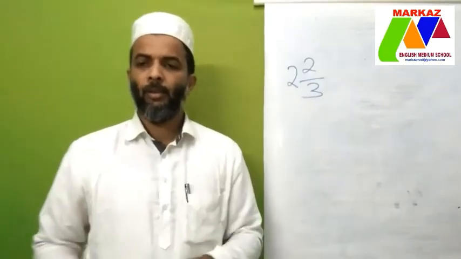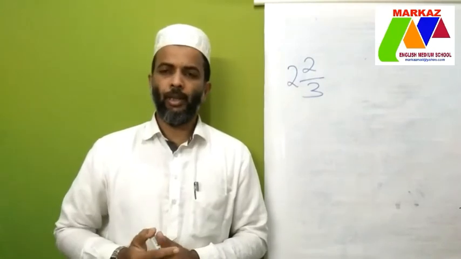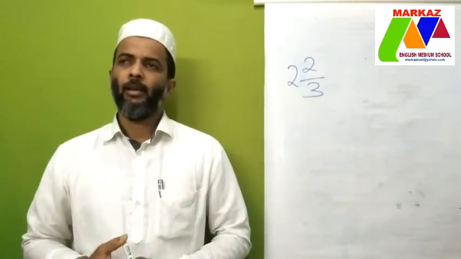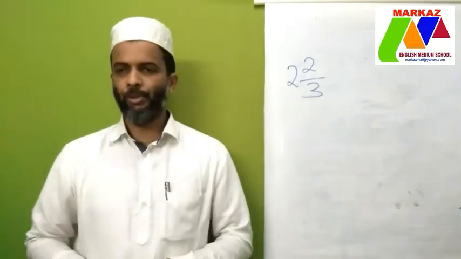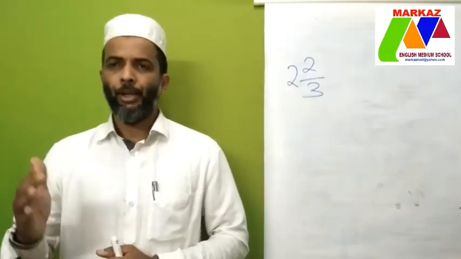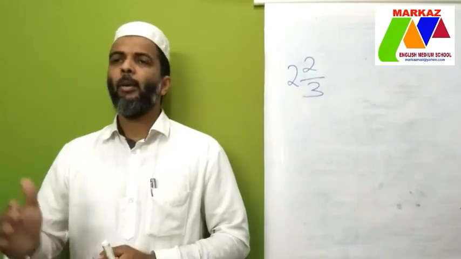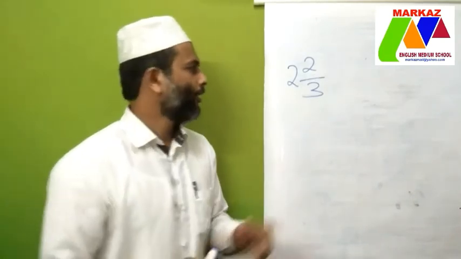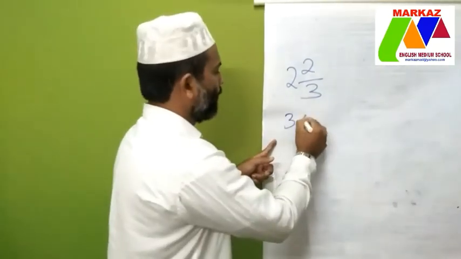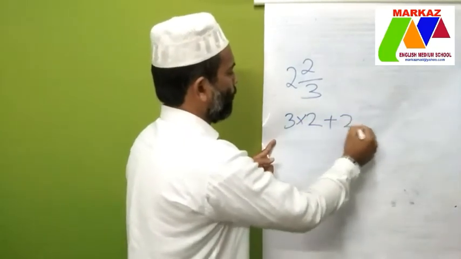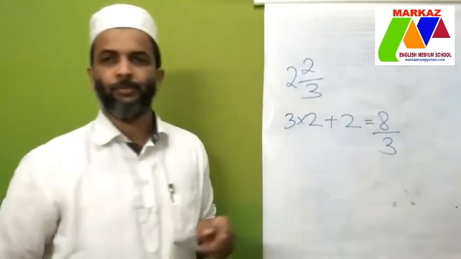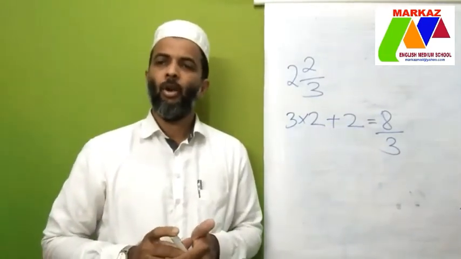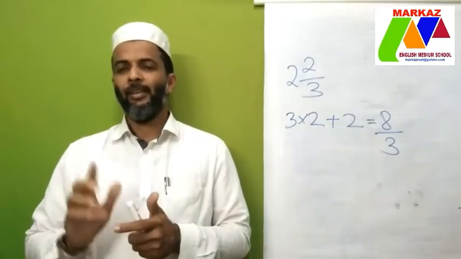Question number 3. 2 by 3. Convert mixed fraction to improper fraction. The formula is denominator into whole number plus numerator. Okay. 3 into 2, 6 plus 2 is equal to 8. 8 by 3. Is it clear? All of you understand? Yes.